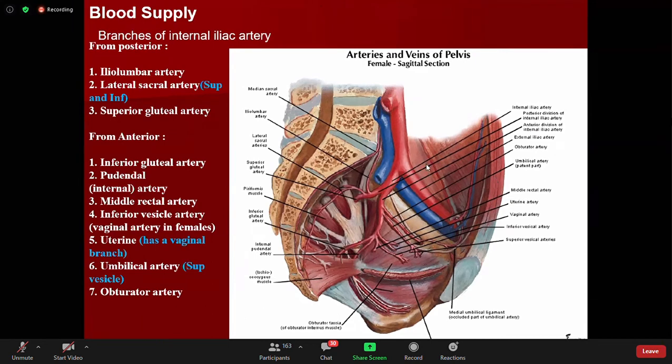Internal iliac artery. You still remember this is the common iliac, which will divide into the external iliac. External iliac will continue as what? Femoral. Internal iliac, this is the internal iliac. It will divide into 2 branches. You're going to study that in the lab. Basically posterior branch and anterior branch.